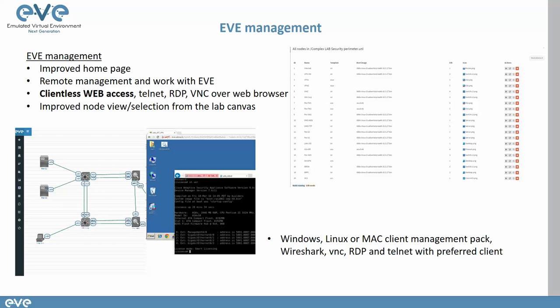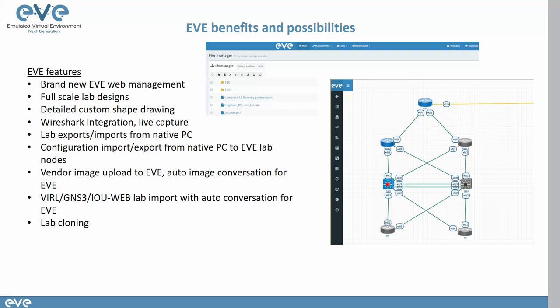EVE features: brand new web management, which I will shortly show you. We are bringing all things and benefits from the previous project, custom shape drawing and Wireshark integration. The new things will come: you will be able to import or export configurations from your running nodes from EVE to your native PC and back. For example, you have running routers, which you can save like in a notepad, and you will be able to import this configuration into EVE.